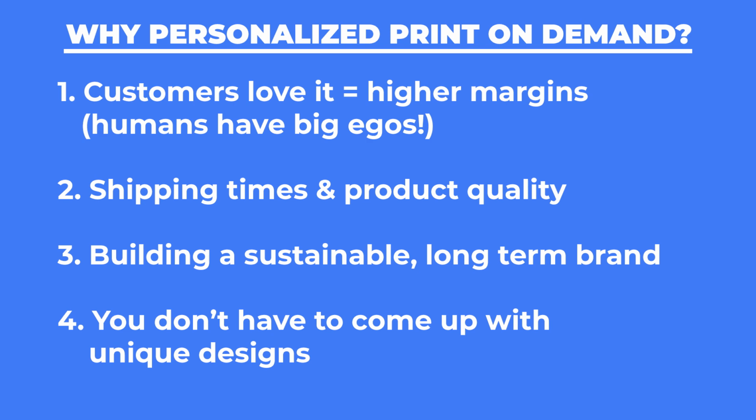Now, the second one is, of course, the shipping times and the product quality. In terms of normal drop shipping, the shipping times can be 3 to 5 weeks, and sometimes the product quality can be questionable, sometimes quite cheap products that break easily.